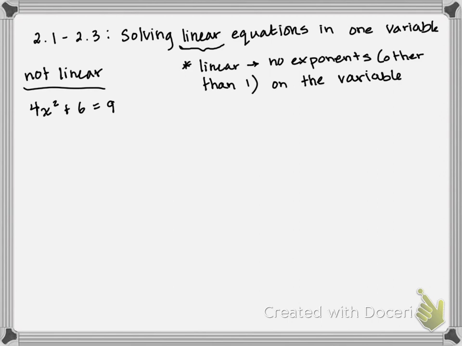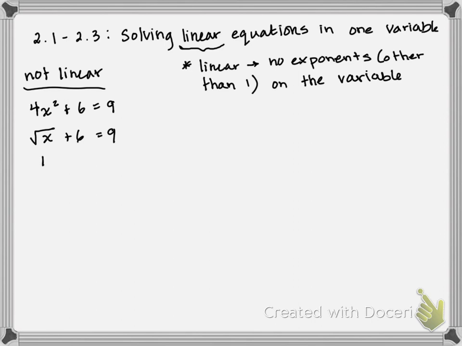However, it also means that the variable cannot be under a radical. Like the square root of x plus 6 equals 9. That doesn't look like there is an exponent on the variable, but the square root is really an exponent of 1/2. So when we have a square root over a variable, that really counts as having an exponent. You don't have to know right now what the exponent is. You just have to know that if there's a radical over the variable, then it's not going to be linear.